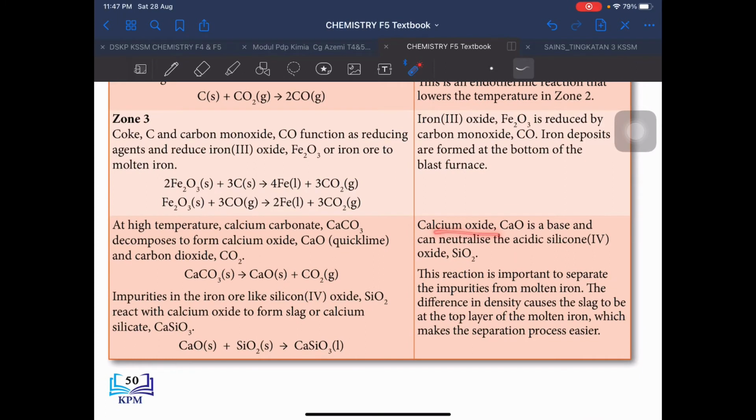Calcium oxide, CaO, is a base. So, base ni, this one, is going to neutralize the acidic silicon 4 oxide. Jadi, di sanalah fungsi dia. It's going to neutralize the impurities. This reaction is important to separate the impurities from molten iron. The difference in density, okay, perbezaan daripada aspek density ataupun ketumpatan causes the slag to be at the top layer, which makes the separation process easier.